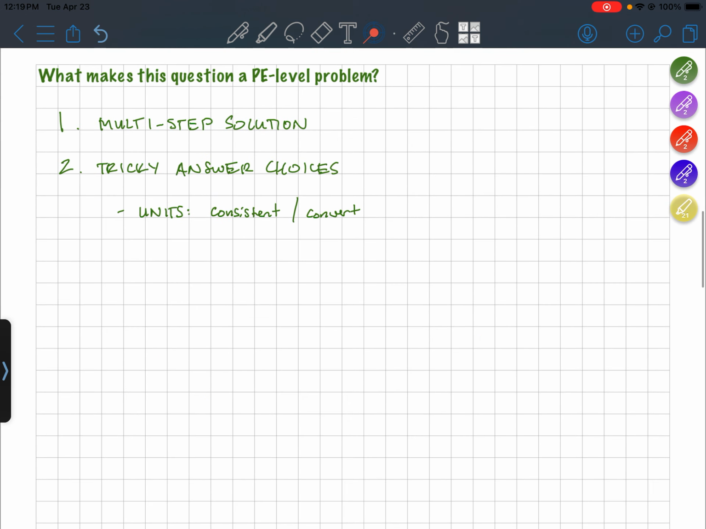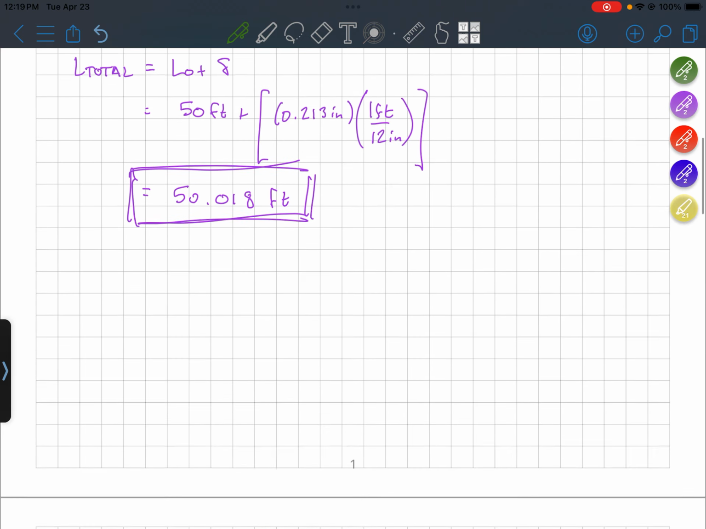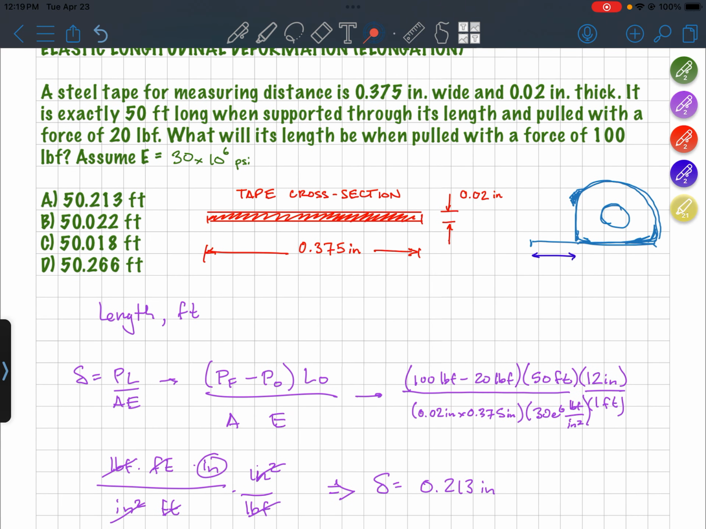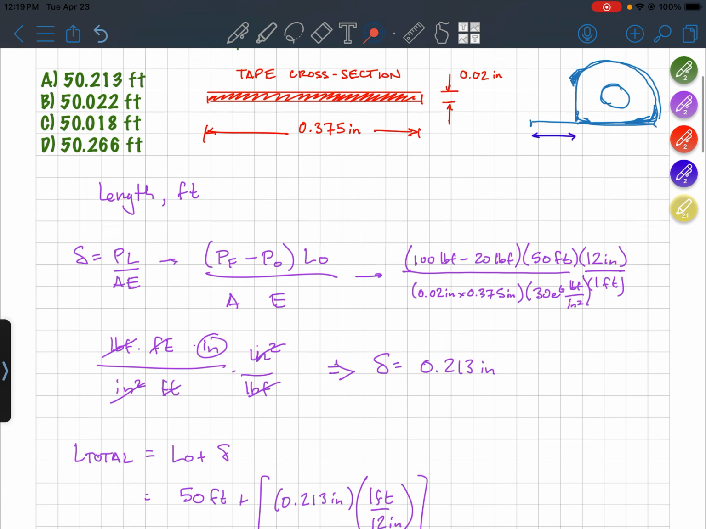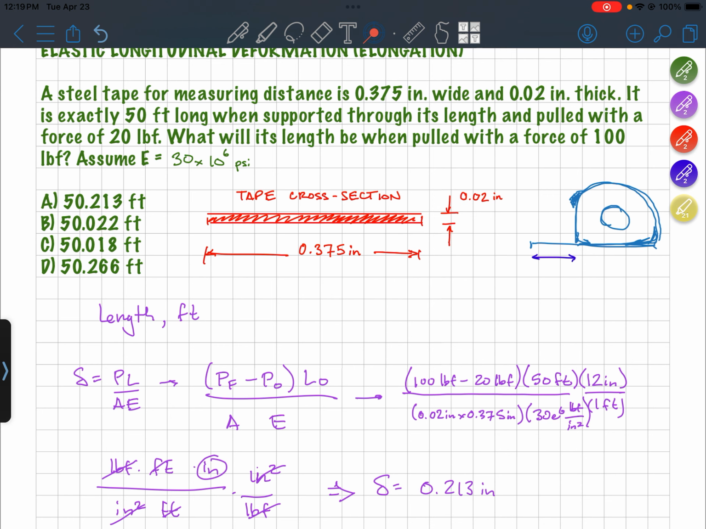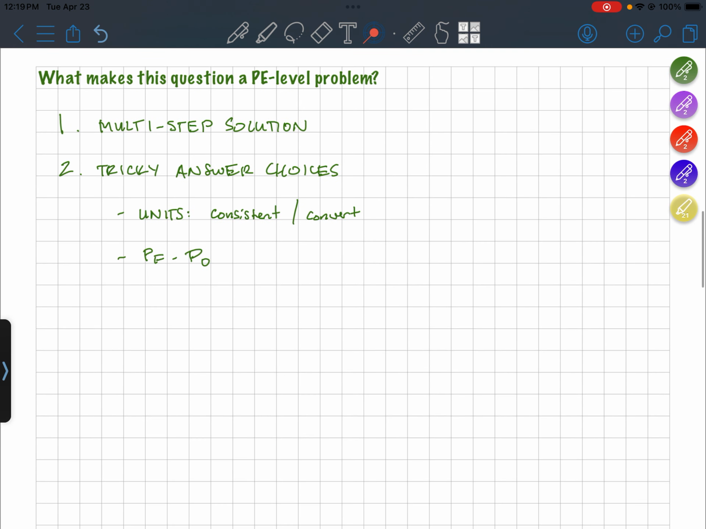Second thing is you need to pay attention to the PF minus the PO step. So if you were rushing, which many people might have done, they probably would not have noticed what this statement means, pulled with a force of 20 pounds. That's an original or an initial force. If you didn't do this step and you blew past it, you're going to end up solving for the wrong value. You would end up with answer B. So we see again, tricky answer choices keep coming back to get us.